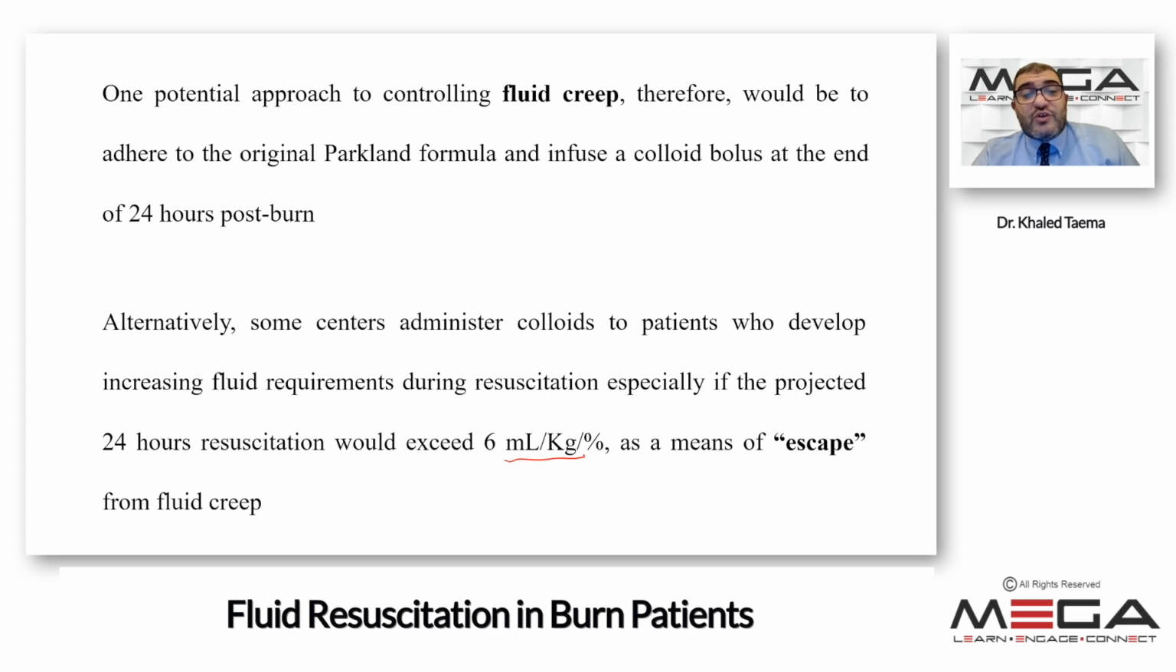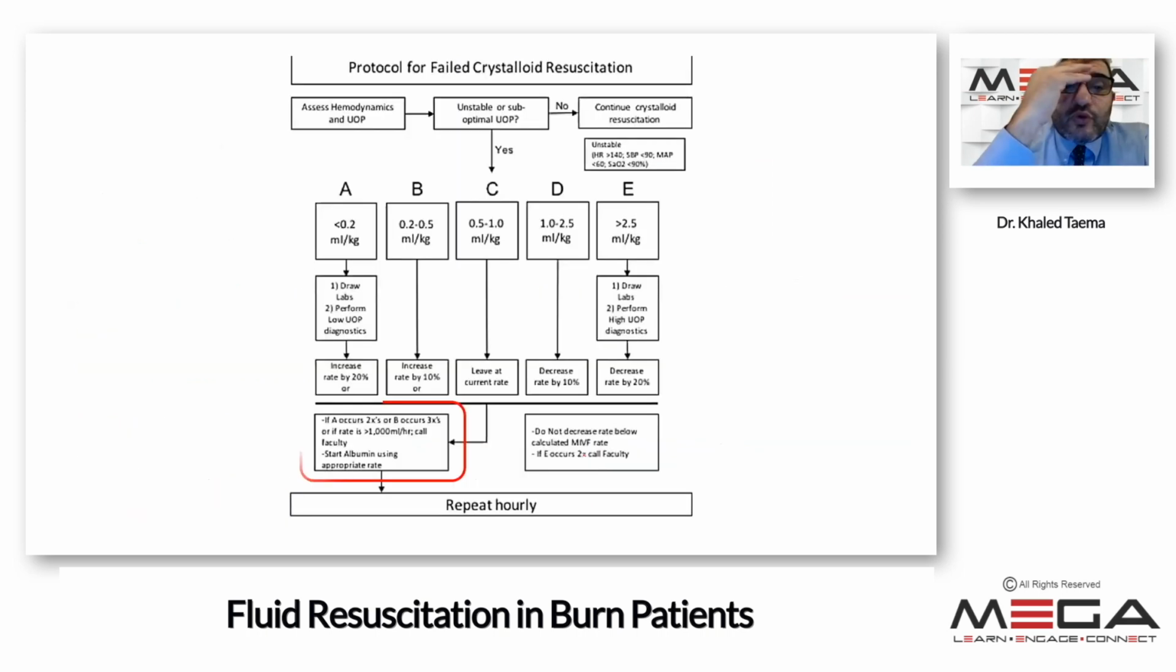When the response to urine output is decreased urine output, causing an increasing rate of infusion, and when you use fluids up to reaching the 250 or 6 milliliters per kg, albumin could be used to avoid reaching these parameters. In the protocol that we used before, when an increase of 20% occurs twice, or an increase of 10% occurs 3 times consecutively, or the rate of infusion reaches 1 liter per hour, here albumin could be used.